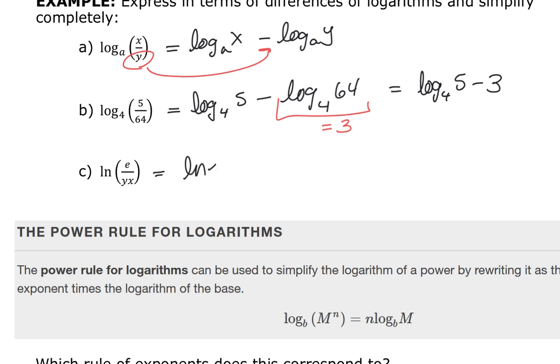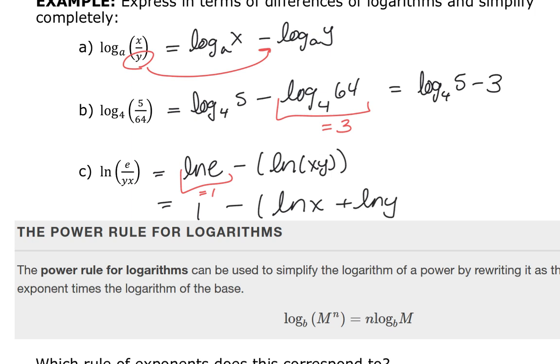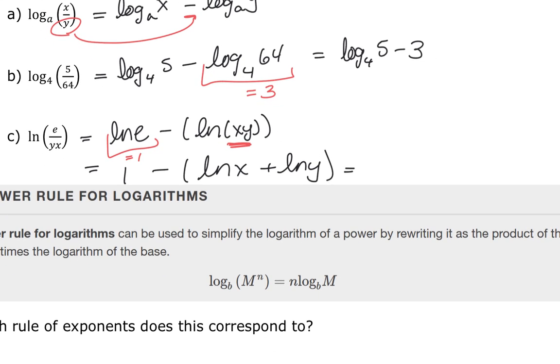This is the natural log of e minus. Now in the denominator I have the natural log of x multiplied by y, which means we'll take care of this. We know this is equal to 1. So it's going to be 1 minus the natural log of x plus the natural log of y, because multiplication is going on between them. And if I want to, I can distribute the negative 1 through, and so I have 1 minus the natural log of x minus the natural log of y. And that's what that expands out to.